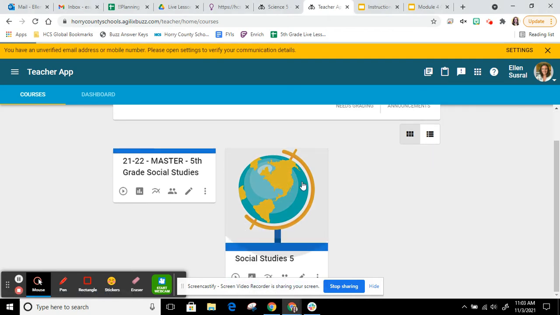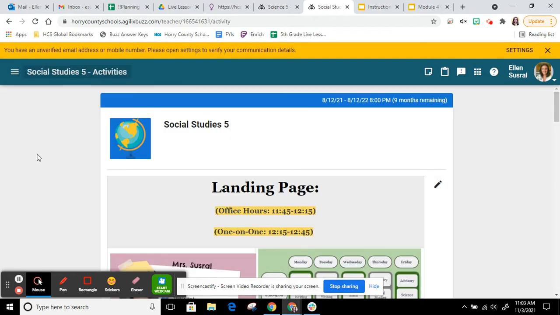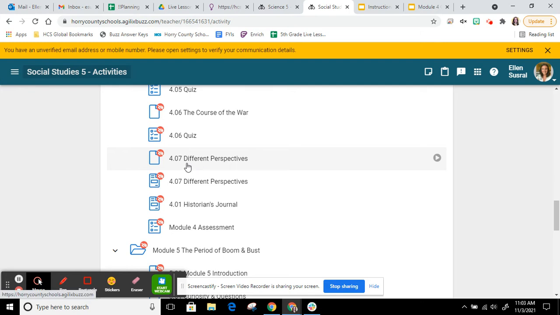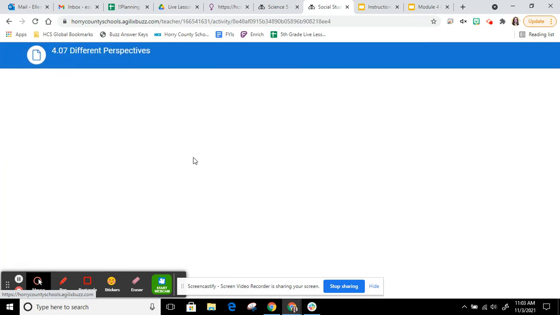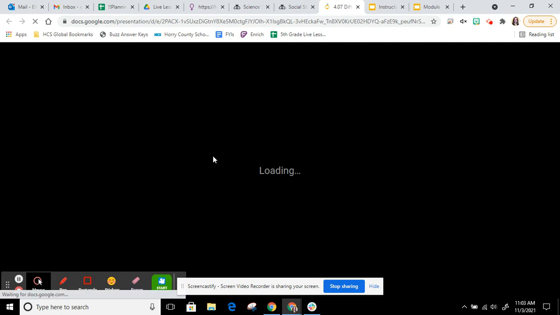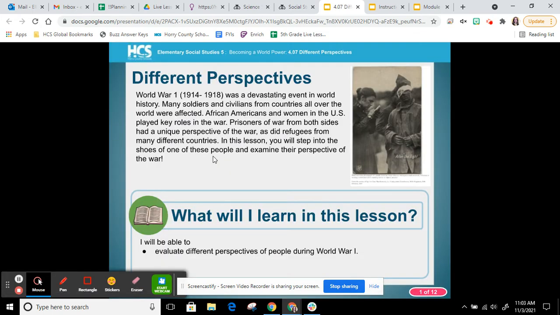You're going to start by going into your Social Studies course. You're going to scroll down to Module 4, and we are looking at Lesson 4.07, Different Perspectives. So you'll click on the blank page icon to take you to the lesson. You'll click on the lesson itself, it'll open it up. And this is a 12-page lesson, and it actually walks you through your assignment. So you might want to have the assignment printed off before you start the lesson.